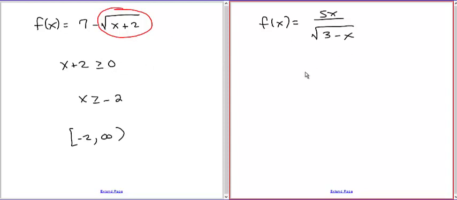Here, what we have to have is that 3 minus x has to be greater than 0. Again, that's because this is in the denominator, and if 3 minus x is equal to 0, you get something divided by 0, which is undefined. So again, we subtract 3 from both sides, multiply by negative 1, and switch the direction of the inequality. And so again, you can see if I put in a number less than 3, 3 minus 2, say, that's the square root of a positive number, and it's not 0.